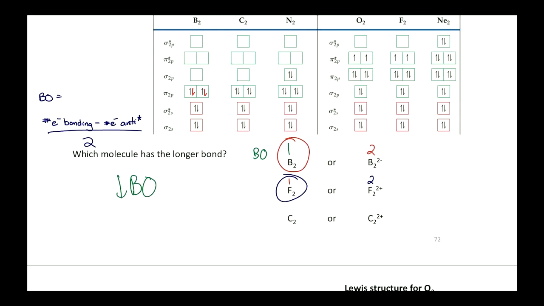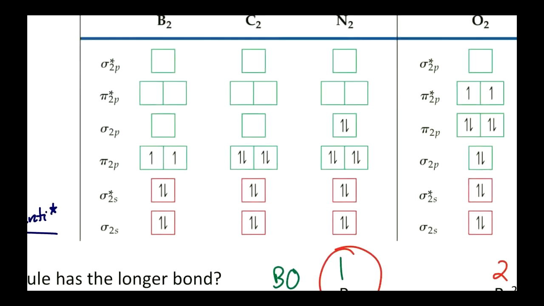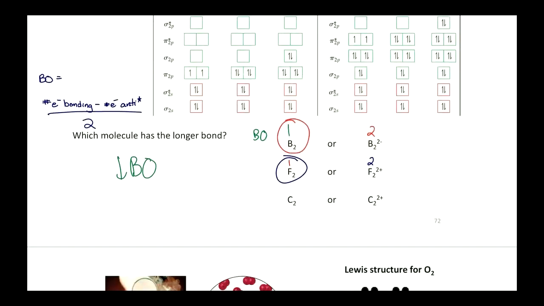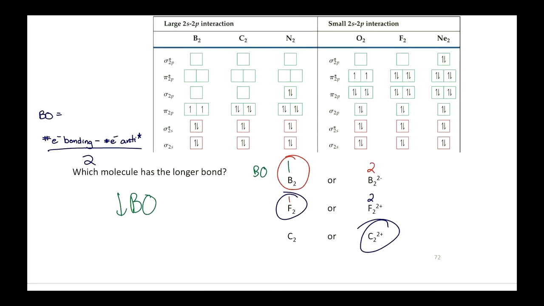Carbon, diatomic carbon, and the cation. So neutral carbon has a bond order of 2. If we remove 2 electrons, we're removing what kind of electrons? Bonding. Do we weaken or strengthen the bond if we do that? We weaken it. We are looking for the weaker bond, which is the longer bond, so it's C2+.